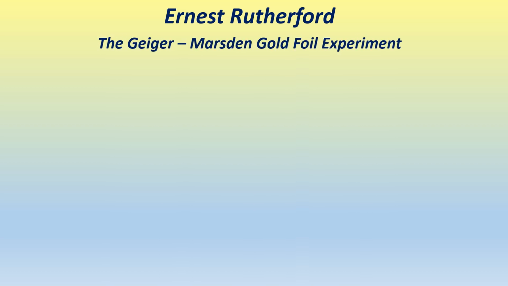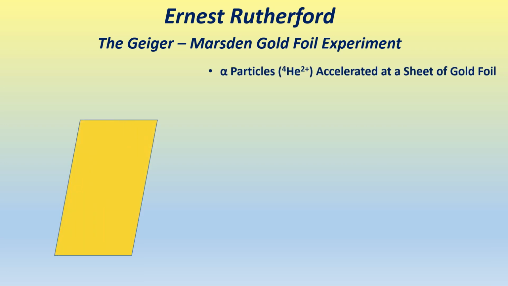The second key experiment on our list that led to the understanding of the atom was performed by Ernest Rutherford and is the Geiger-Marsden gold foil experiment. While this might seem odd by modern standards, it must be remembered that at the time, people did not know what the atom or what matter itself actually looked like. In this extravagant experiment, alpha particles, high-energy helium nuclei, were accelerated at a sheet of gold.